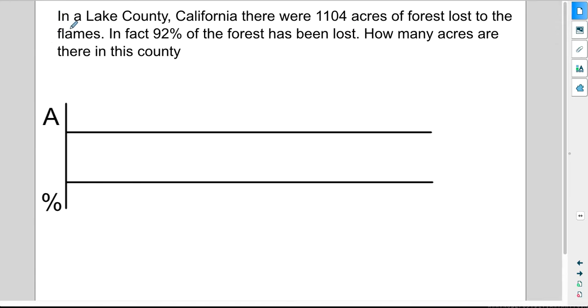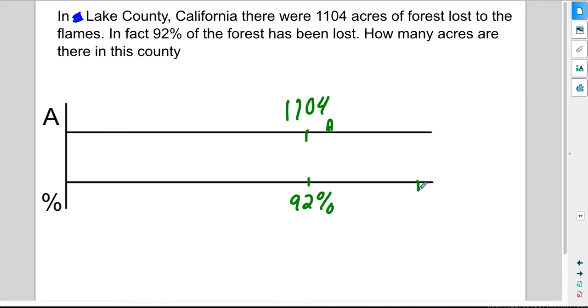Now, in this example, we have that in Lake County. We'll ignore that. In Lake County, California, there were 1,104 acres of forest lost to the flames, so those forest fires. And that's 92% of the forest. We want to know how many acres there are in total in this county. So what we're going to do is label that 92% is that 1,104 acres.